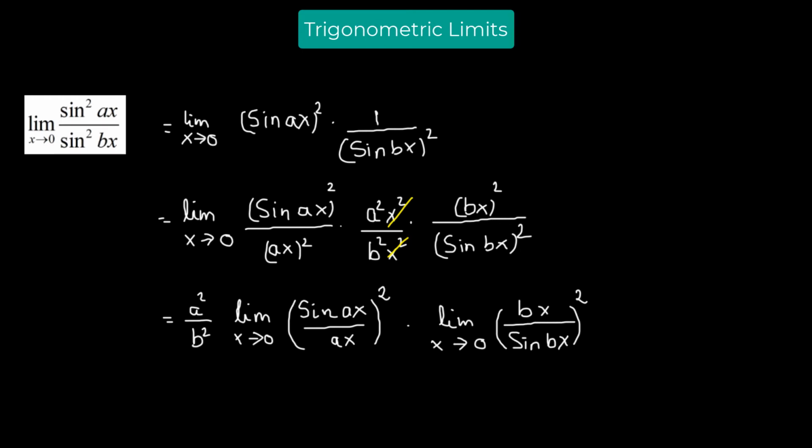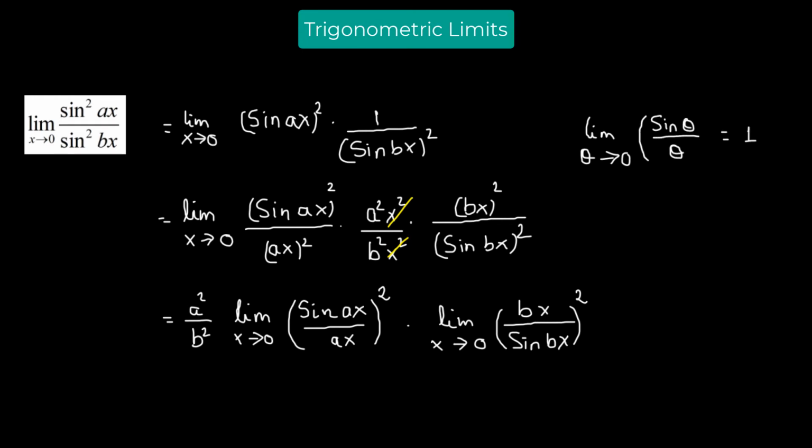The reason being, here we have sine ax over ax squared. So that means it can be written as a product of sine ax over ax with itself. Now when we evaluate the limit for both the two functions, each of them is going to give us 1. So let me specify what I'm trying to say: for limit theta going to 0, sine theta over theta is equal to 1.